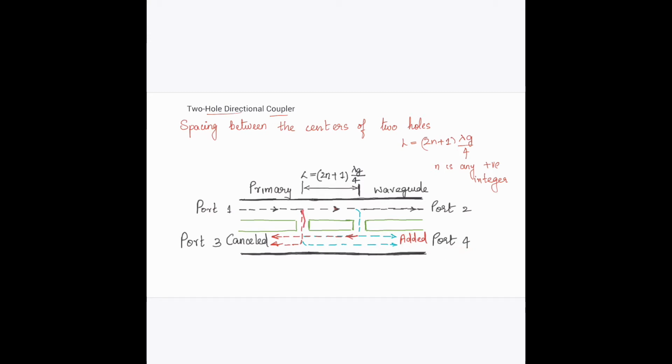But for the waves coming through this hole and this hole toward port 3, this wave travels double the distance compared to that wave. That means the waves will be 180 degrees out of phase, so they get cancelled and no power comes out of port 3. So when power is fed to port 1, most of the power comes out through port 2 and some of the power comes out through port 4, but no power comes out through port 3.